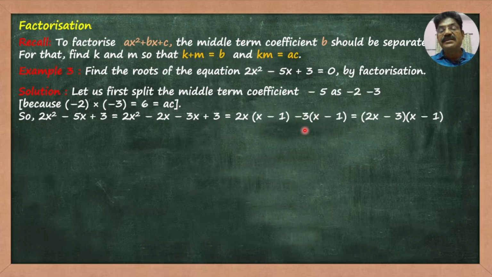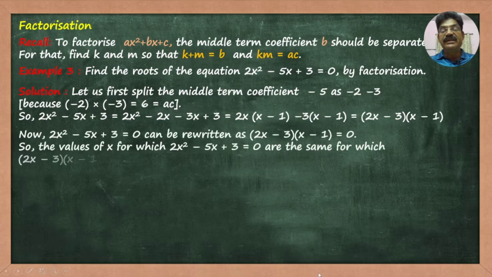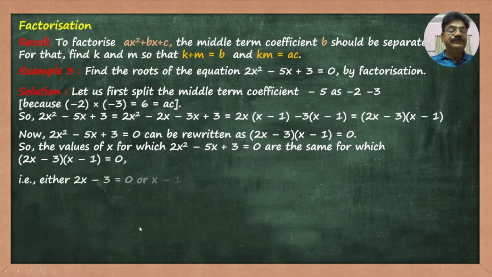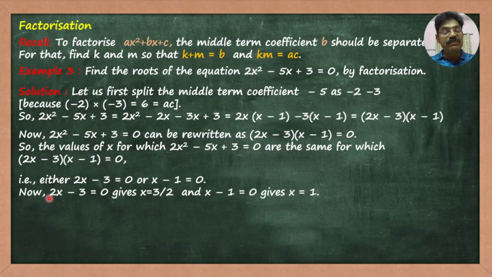Now, in this expression, x − 1 is common in both the terms. So you take it outside. You will be left with (2x − 3)(x − 1). Therefore, the quadratic equation can be written as (2x − 3)(x − 1) = 0. So, either 2x − 3 = 0 or x − 1 = 0, because if a product is equal to 0, then at least one factor must be 0.